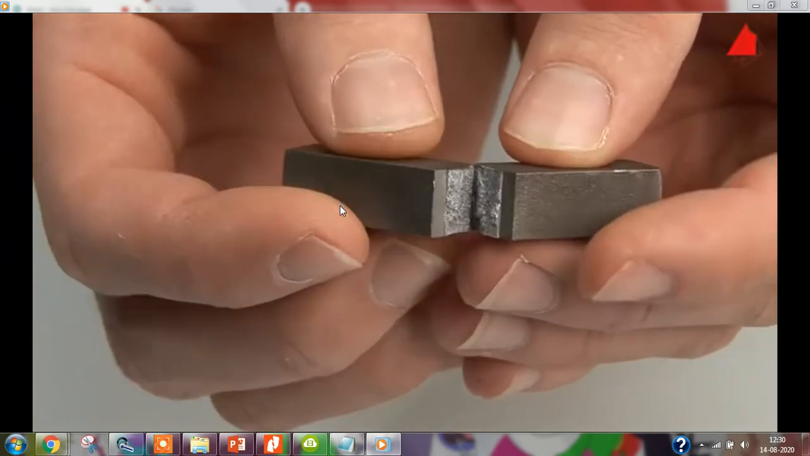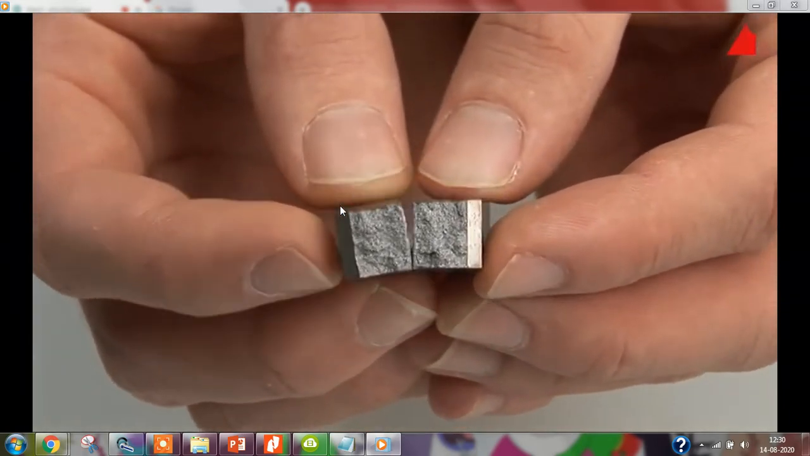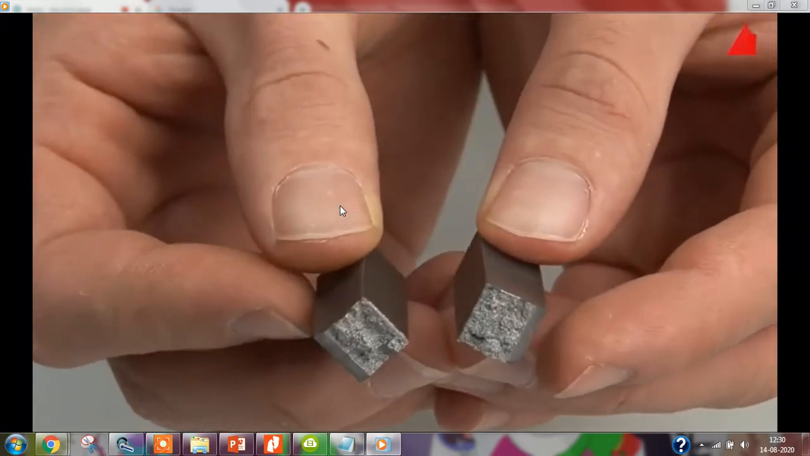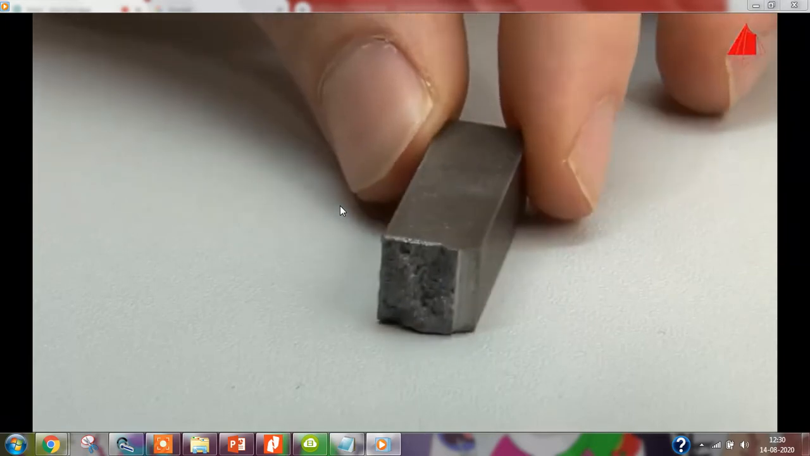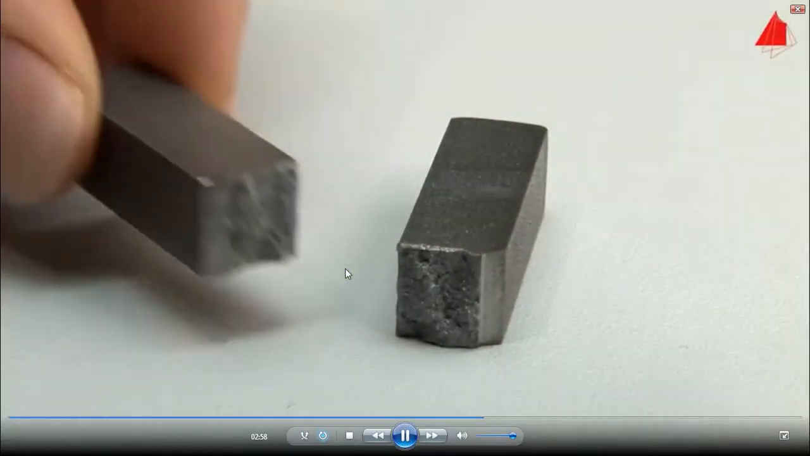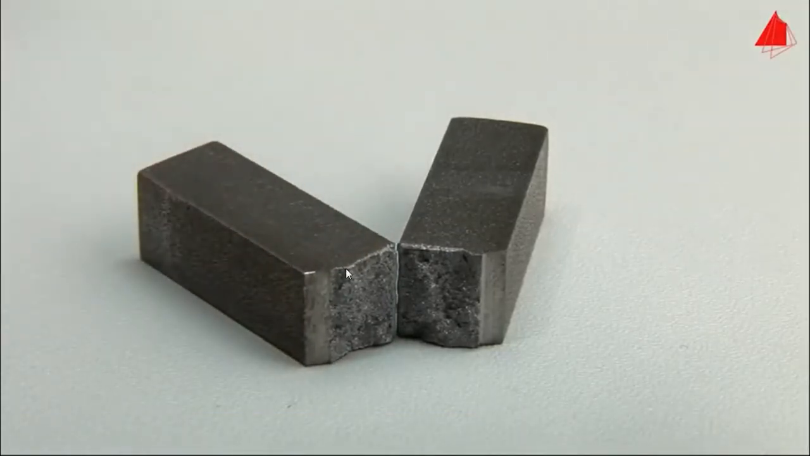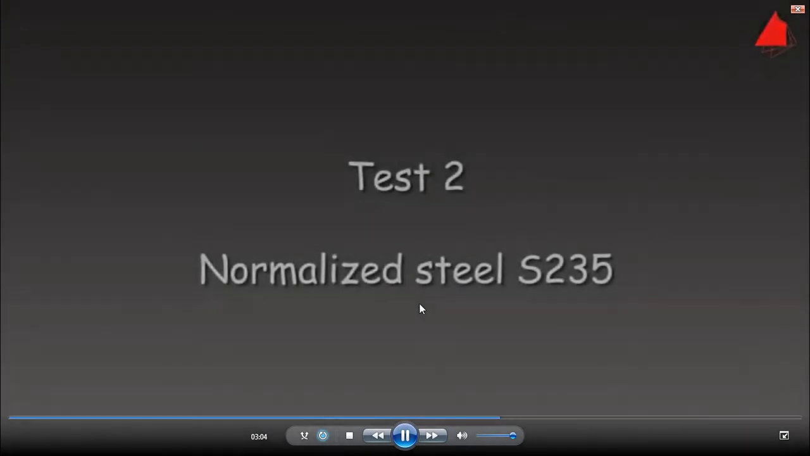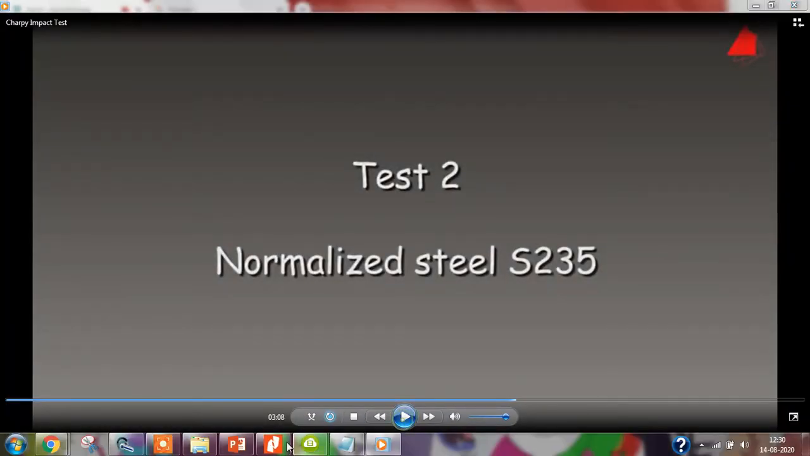The first specimen only shows very little plastic deformation. A mostly flat, slightly glittering fracture surface has been formed. This is another important indication that this kind of steel is only able to absorb small amounts of notch impact energy. It shows mainly brittle behavior due to the strain aging effect. Second test. The second specimen has been made from normalized.